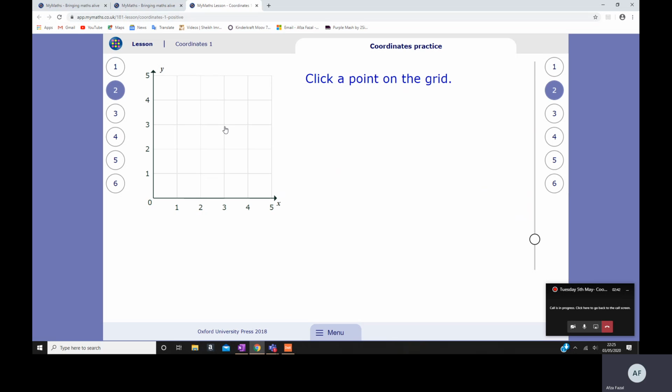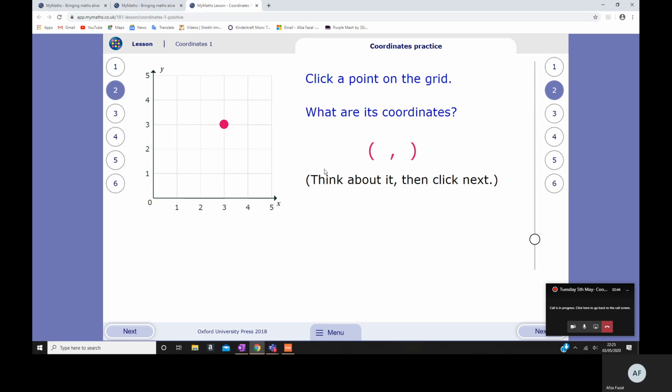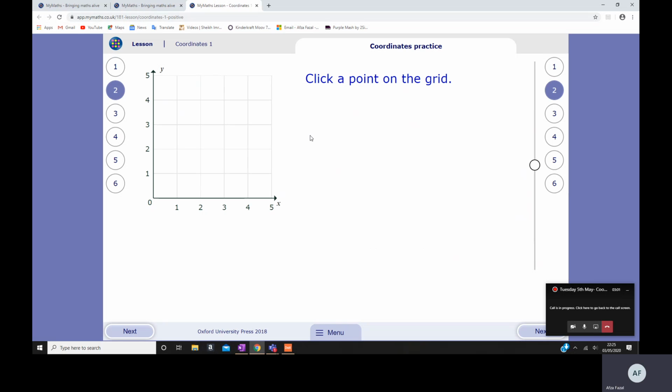So click a point on the grid. So I'm going to click this. What are the coordinates? Remember, along the corridor, 3. Up the stairs, 3. So it'd be 3 and 3. What about this one? Can I click another one? Oh, got it right.